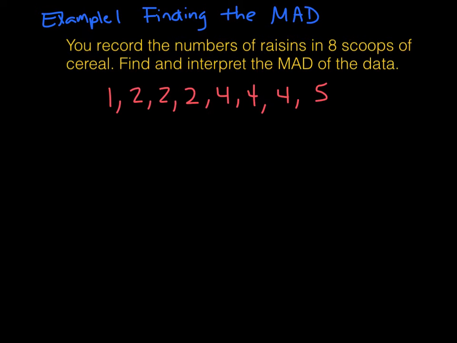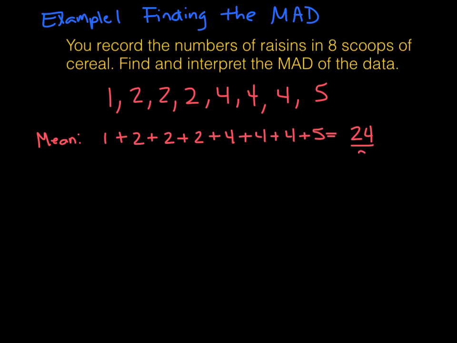First step, remember going back to step 1, it says find the mean. So let's do that. We take all of our data, we add it all together, and you should come up with 24. How many pieces of data are there? There's 8, so we have to divide that by 8. We come up with 3. So our mean is 3.